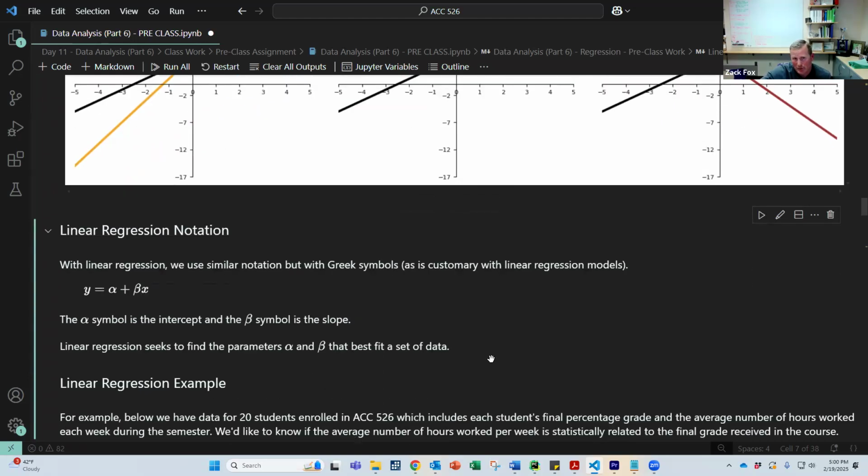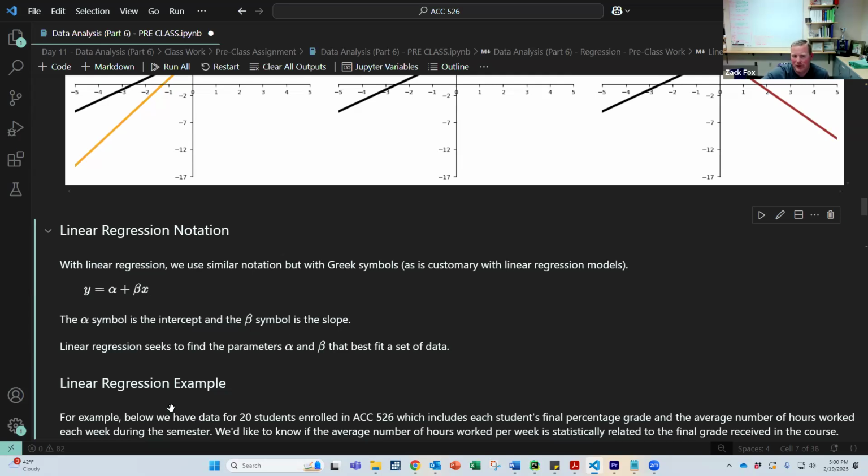With linear regression, we use a similar notation, but we use Greek symbols rather than letters, as this is just the default or customary notation with linear regression models. So in this case, y equals alpha plus beta x. The alpha symbol is the intercept and the beta symbol is the slope.